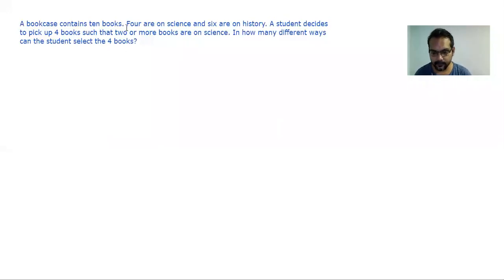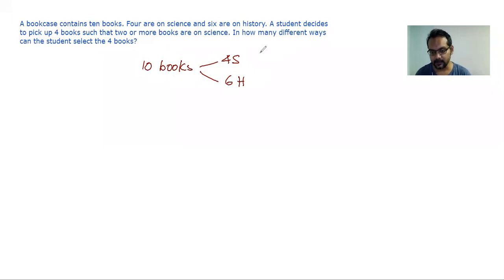Hello guys, so here we have a question from the GRE. It says that a bookcase contains 10 books. There are 10 books, 4 are on science and 6 are on history. You need to pick up 4 books such that 2 or more are on science.